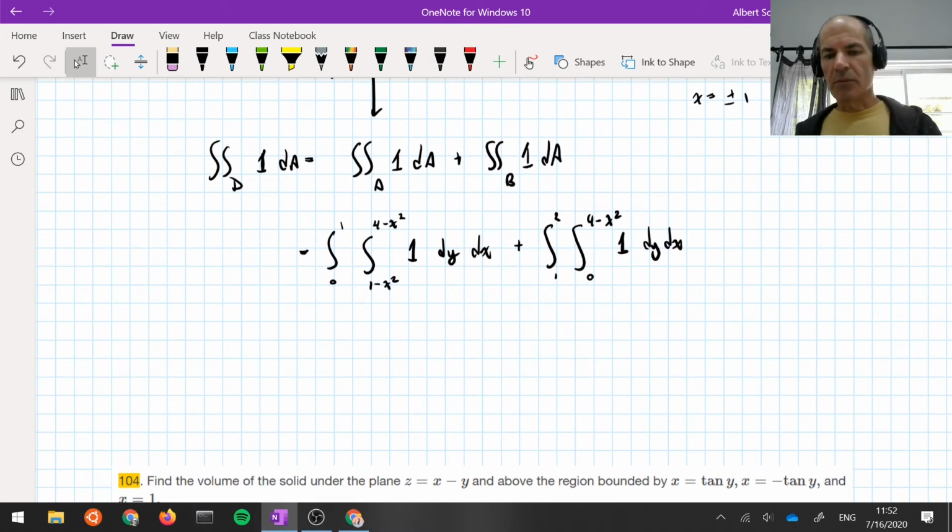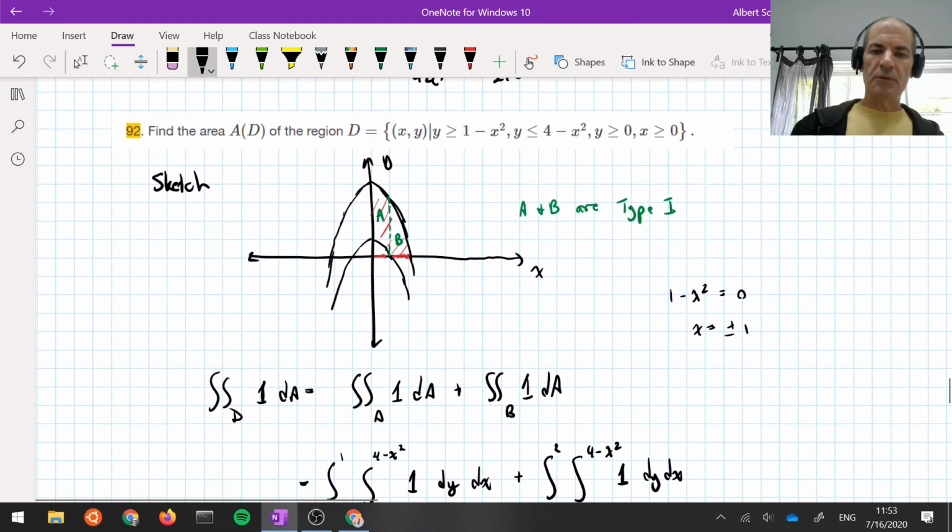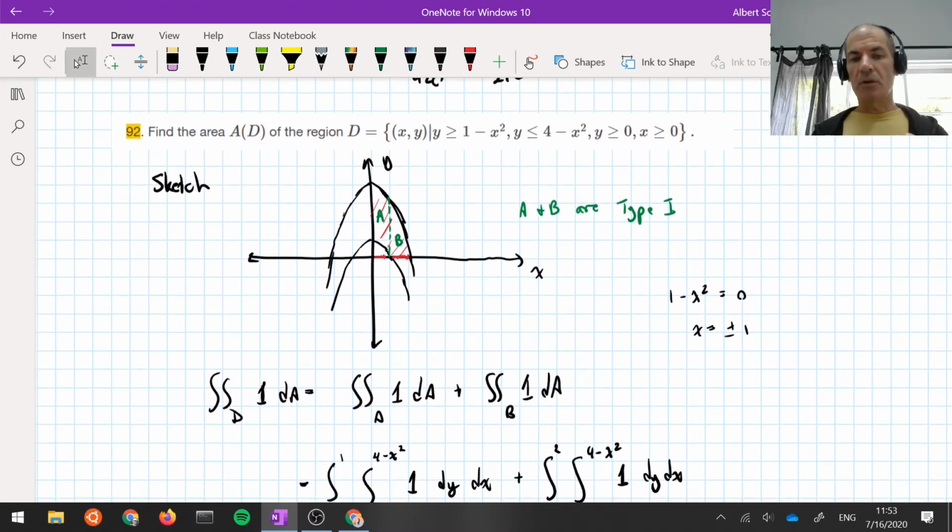Now we're left with a relatively straightforward pair of integrals. I've actually taken the liberty of doing these off to the side, and I got 14/3. So maybe a chance to do some practice integration, and you can check your answer against mine. So that's an example of taking a region that was neither type 1 nor type 2 and breaking it up into two type 1 regions.